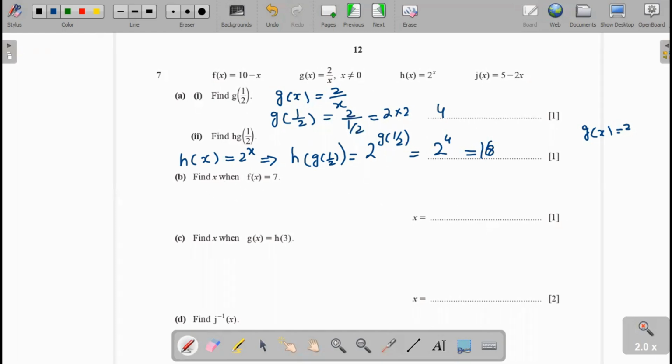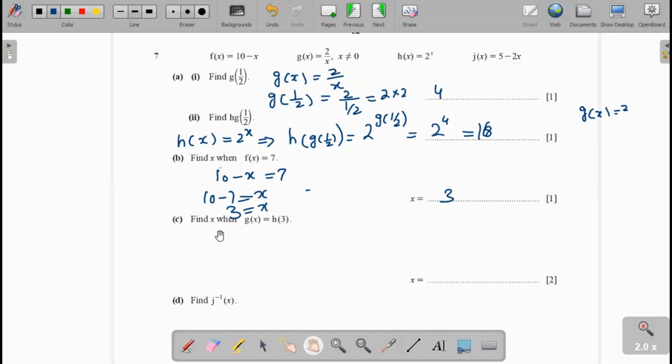Next is f of x equal to 7. Now f of x is equal to 10 minus x. Therefore, we substitute: 10 minus x equal to 7. And therefore, x will be equal to 10 minus 7, and that value will be equal to 3. This is the answer.